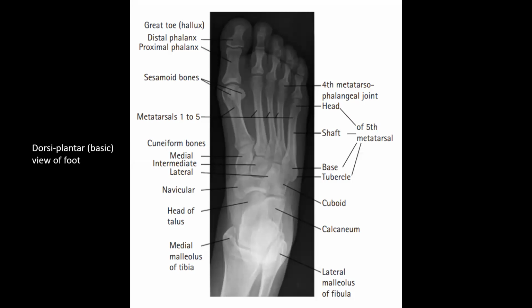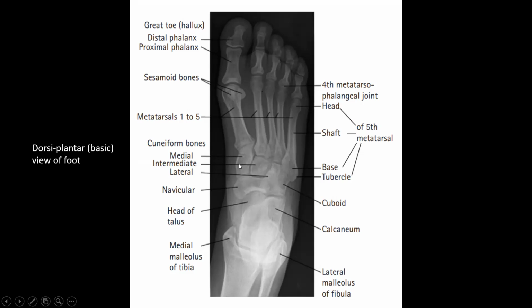So this is the annotated radiograph of the dorsiplantar view of the foot, where we can see all the metatarsals 1 to 5. We can see all the phalanges of the toes. First is the great toe, where we have proximal and distal phalanx. Then we have the other 4 toes, where we have proximal, middle, and distal phalanges. We have the metatarsophalangeal joint, and we can have 2 or more sesamoid bones. Generally, we see 2 sesamoid bones at the head of the first metatarsal. We can also see multiple other sesamoid bones around the heads of other metatarsal bones.